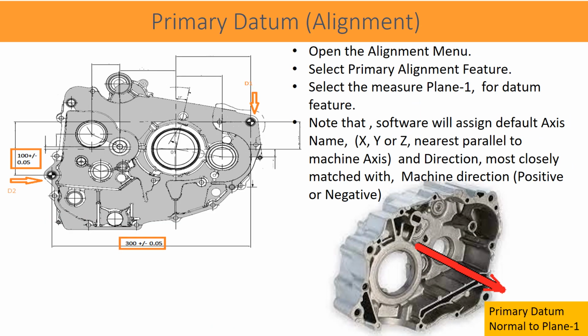Open the alignment menu. Select primary alignment feature. Select the measure plane 1 for datum feature. Note that software will assign default axis name, X, Y or Z, nearest parallel to machine axis, and direction, most closely matched with machine direction, positive or negative.